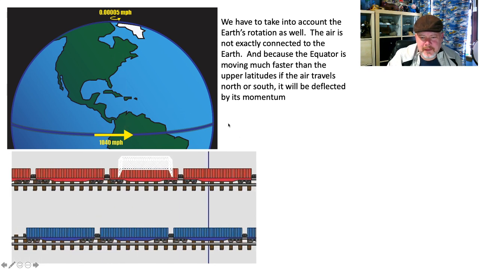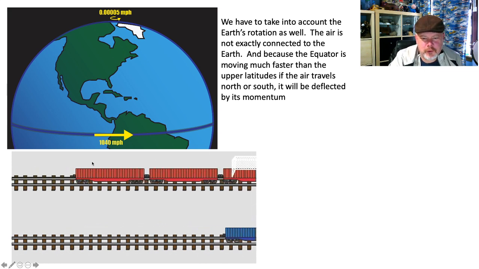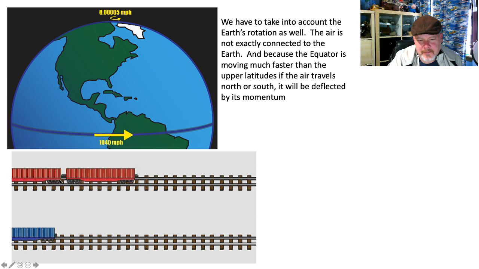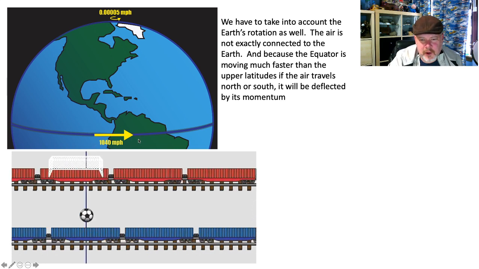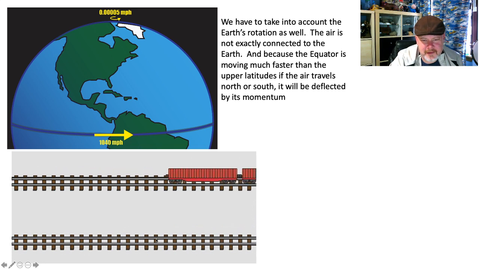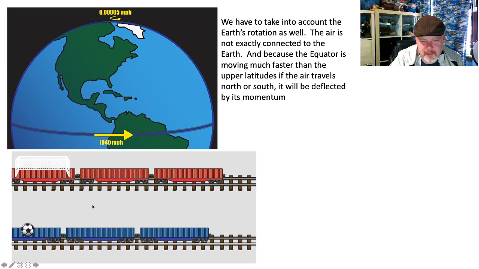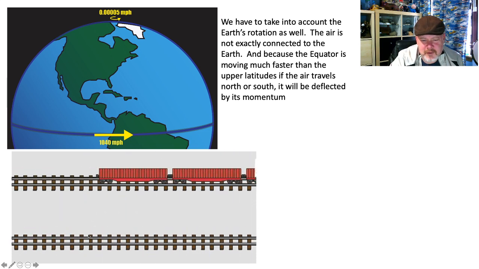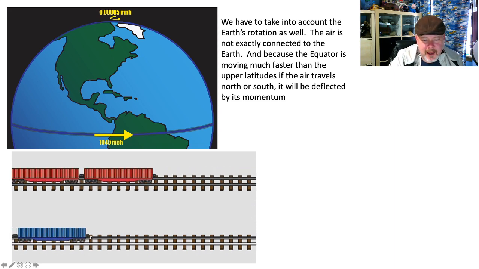So think of it like this. You have two trains. These upper latitudes would be the red train, and it's moving slow. These lower latitudes close to the equator are going to be the blue train, and you can see it's moving faster. Now you want to do a trick shot with a soccer ball, and you're going to try to kick the ball into the next net, the train right across from you, when you guys are lined up. And you notice it doesn't happen.